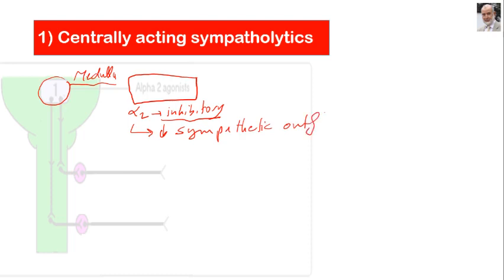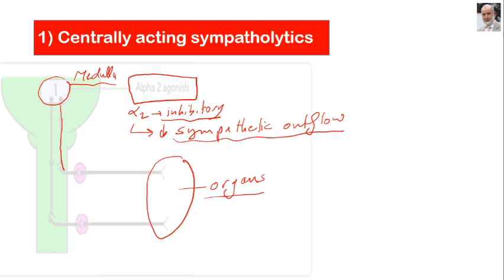As we know, there is a continuous sympathetic outflow centrally, which goes down the spinal cord and terminates in the organ. This we have called sympathetic outflow. There is this continuous tone to different body organs from the center, which controls peripheral activity through the sympathetic nervous system. Okay? Now, these drugs are alpha-2 agonists, as we have said.